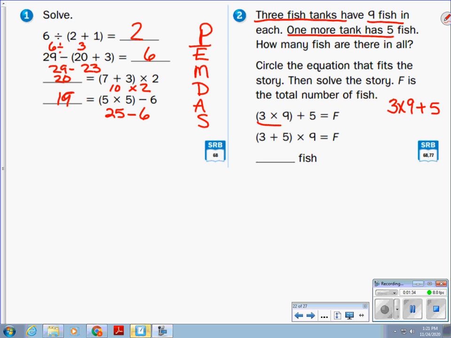So this would be your equation. 3 times 9 would be 3 groups, 3 tanks, times the 9 fish in each tank, plus the 5 would give me the total number of fish. So 3 times 9, go ahead and erase that. 3 times 9 equals 27, and 27 plus 5 equals 32, and 32 is my number of fish.